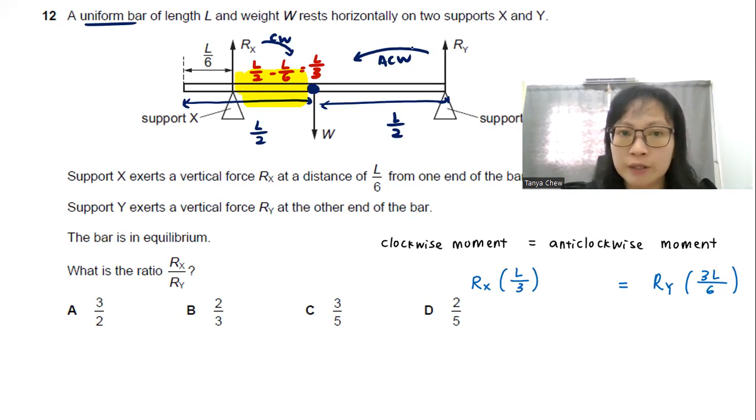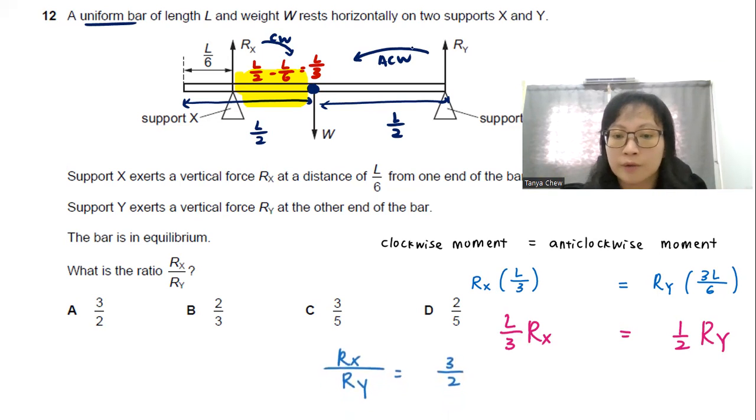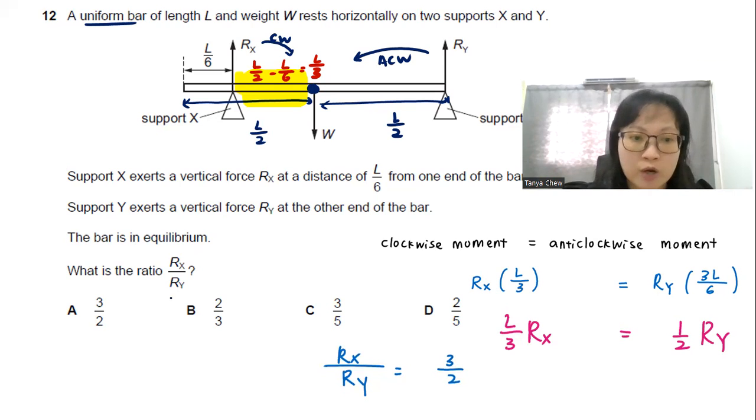To find a moment, it is the force times the perpendicular distance. Rx times the perpendicular distance between Rx and W, which is L over 3, equals Ry times 3L over 6, or L over 2. So modifying the equation, L over 3 Rx is equal to 1 over 2 Ry. Therefore, Rx over Ry is equal to 3 over 2. The answer is B.